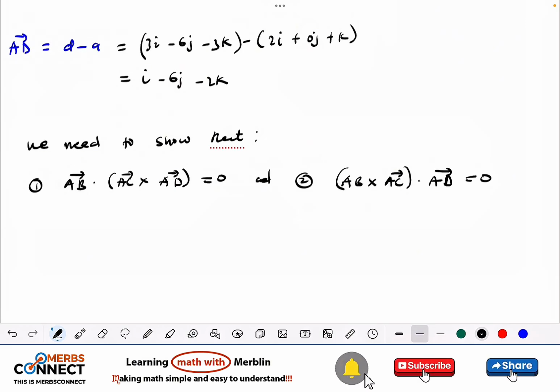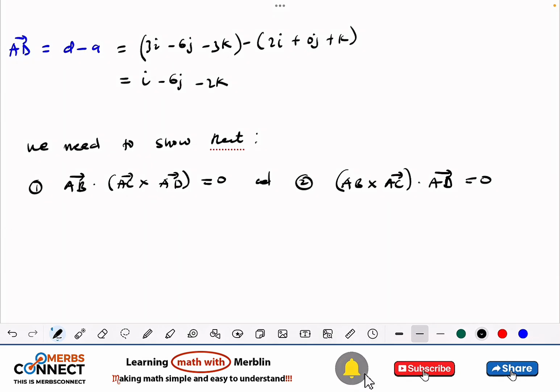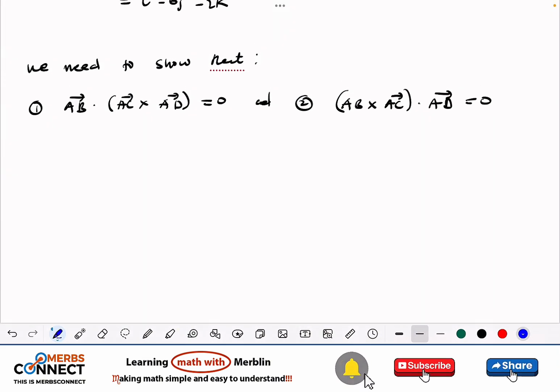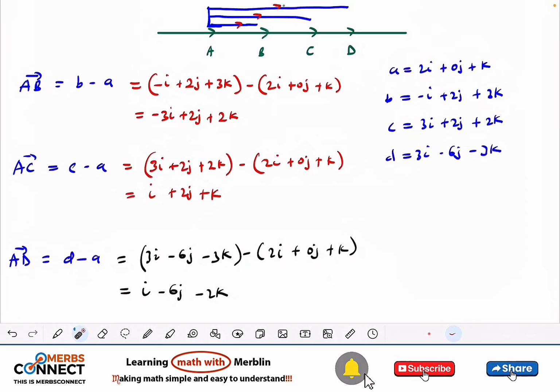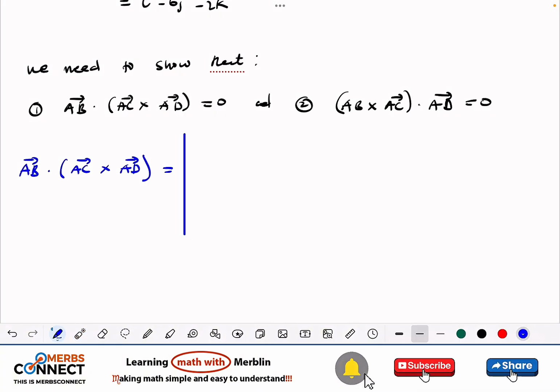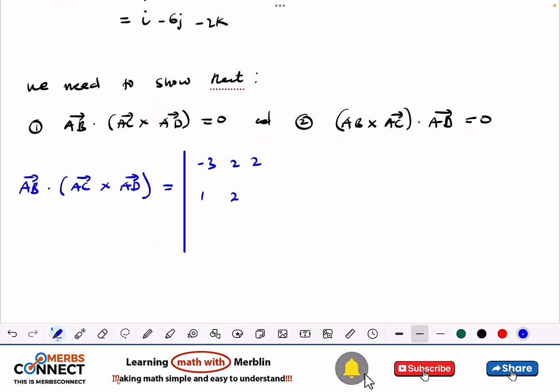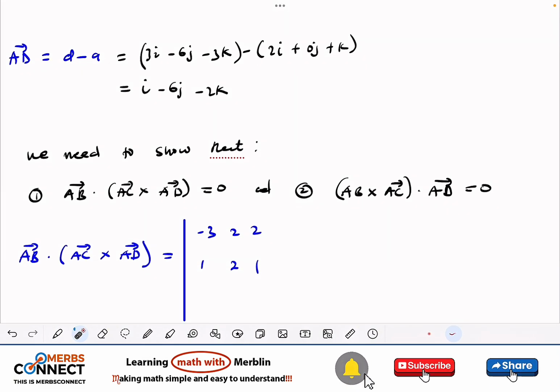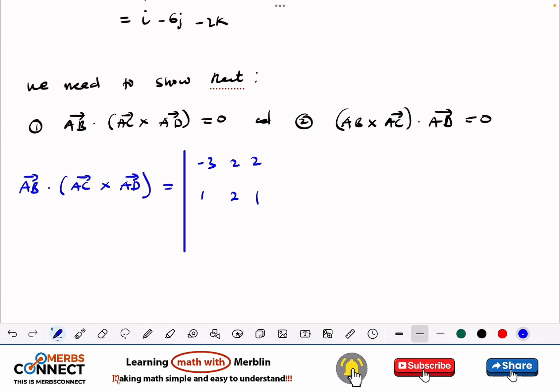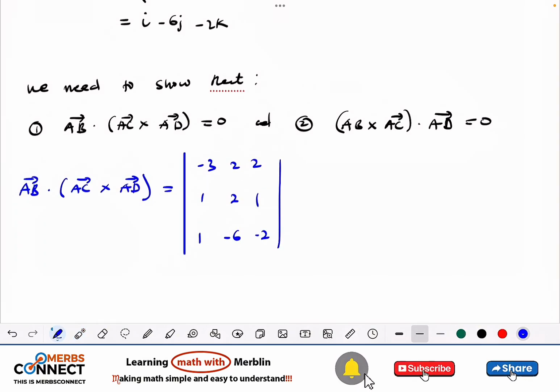If we're able to show that all of them are equal to 0, then we can conclude that A, B, C, D lie on the same plane. Good. So let's pick them and solve. I'll start by working with AB dot AC cross AD. So what is vector AB? That will be the first one: minus 3, 2, 2. What is AC? 1, 2, 1. And the last one is 1, minus 6, minus 2. This is what we are going to do.